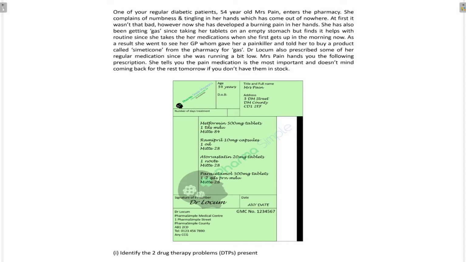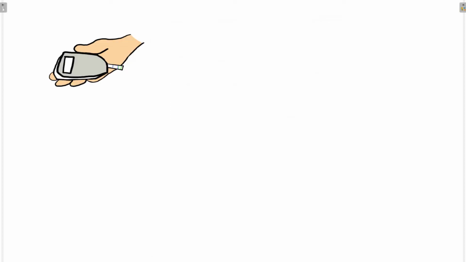Identify the 2 drug therapy problems present. Now, screening the prescription, our first drug therapy problem is to do with how the patient's pain is being treated. Neuropathies, i.e. nerve pain, may affect up to 50% of diabetic patients. Chronic painful neuropathy is the most common type of neuropathy, affecting up to 26% of diabetics.